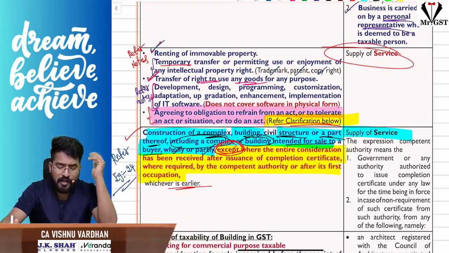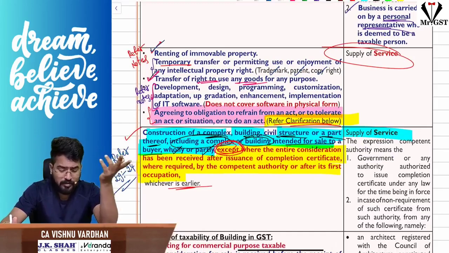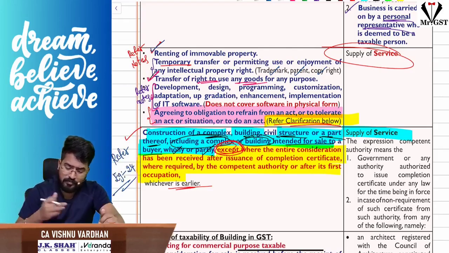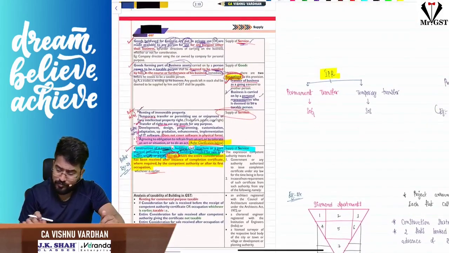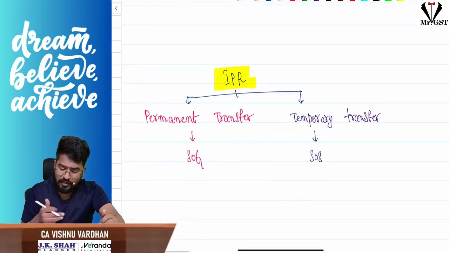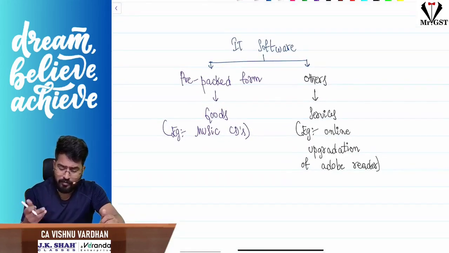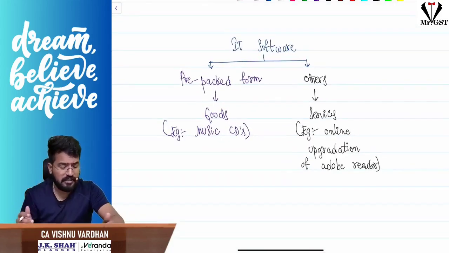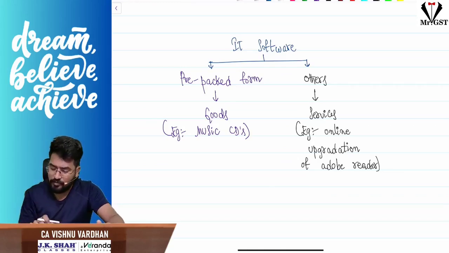Now, renting of immovable property, temporary transfer of or permitting use or enjoyment of any intellectual properties like trademark, patents, all that stuff, or any developing the design or any softwares, etc. All these things are what? Supply of service only. For this I have given notes, you can just refer the notes here. So intellectual property rights, permanent transfer, supply of goods, temporary transfer, supply of services. IT software, pre-packed form, supply of goods, that is coming in music, CDs, etc. Others, it is service only. Okay, so that way you can just take it up.